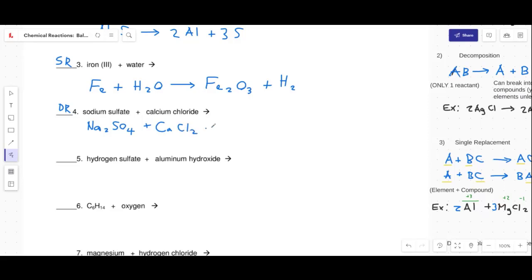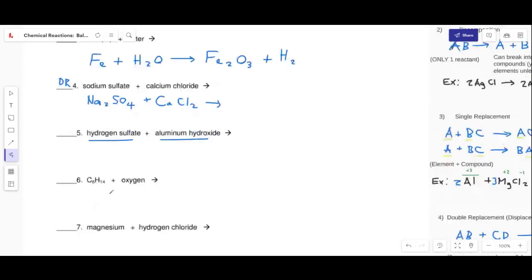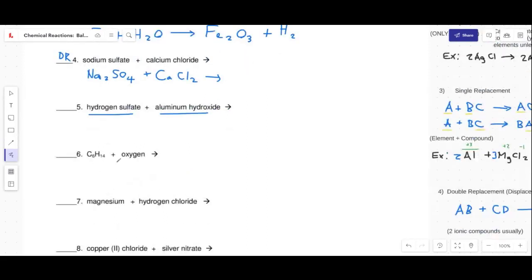If you were to make a guess, what would you expect number 5 to be? Yeah, also double replacement. It's 2 ionic compounds, or in this case, actually an acid and an ionic compound. What about number 6? C6H4 and oxygen. Exactly, combustion. Hydrocarbon and oxygen, this is going to be a combustion reaction.